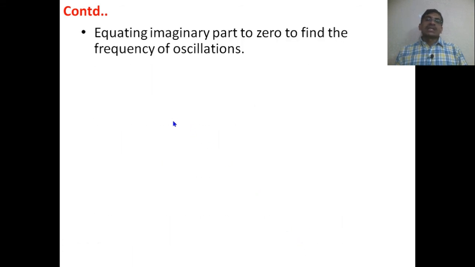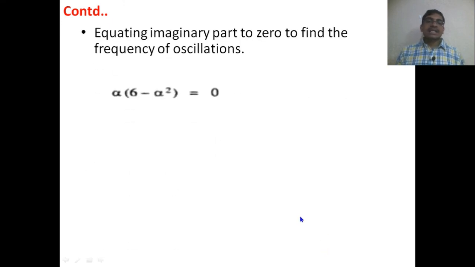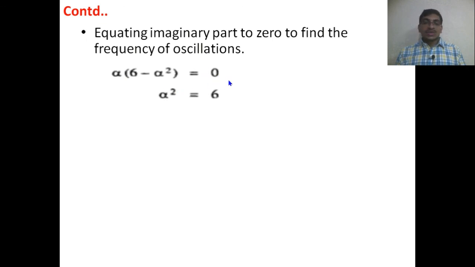In the beta equation, we equate the imaginary part to 0 in order to find the frequency of oscillations. What is the imaginary term? Here the imaginary term is alpha into 6 minus alpha square, since whatever term has the j is the imaginary term. So alpha into 6 minus alpha square is equal to 0. Alpha will go to that side and divide the 0, which is 0 only. Therefore 6 will go to the right hand side and become alpha square is equal to 6. Therefore alpha is equal to square root of 6.